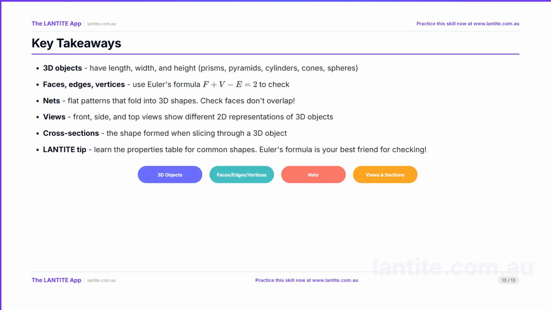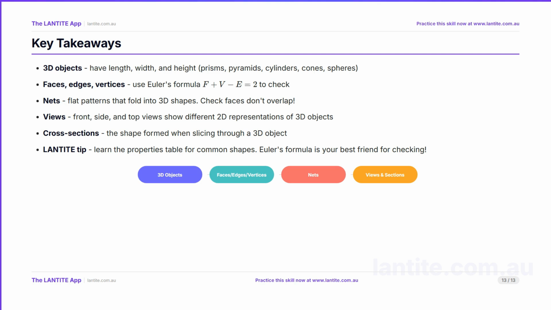Let's recap the key ideas from this lesson. 3-dimensional objects have length, width, and height. The main types are prisms, pyramids, cylinders, cones, and spheres. Faces are flat surfaces, edges are where faces meet, and vertices are where edges meet. Use Euler's formula faces plus vertices minus edges equals 2 to check your counting.